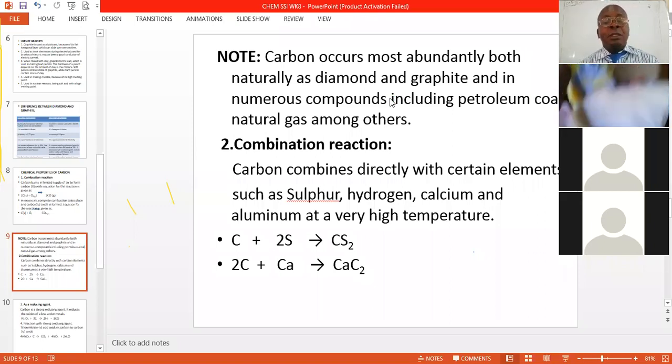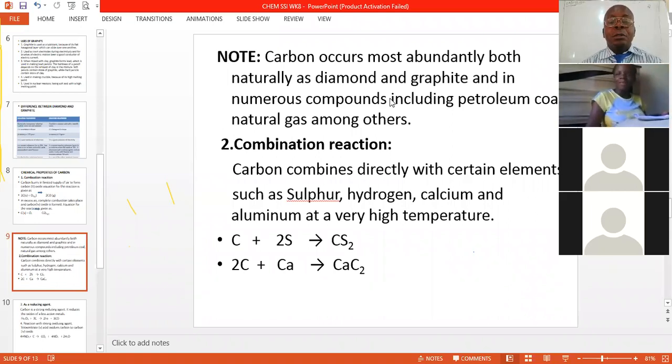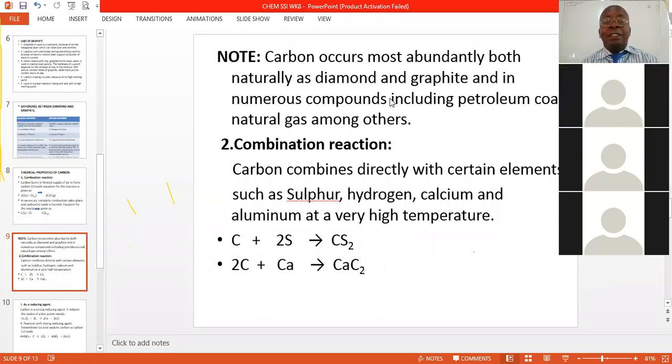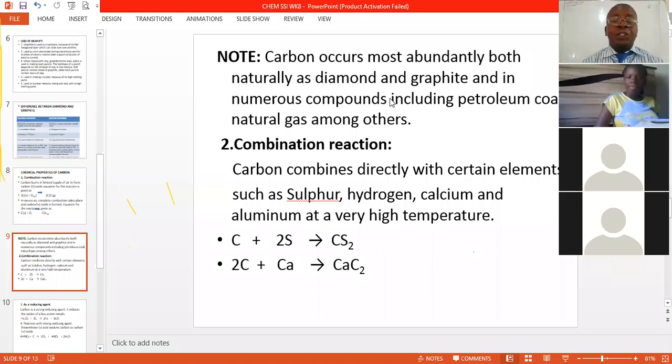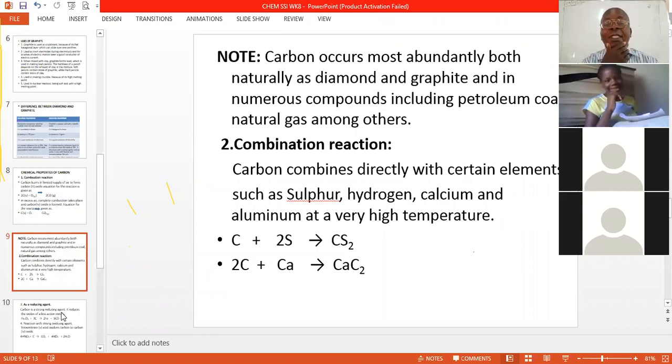Carbon reacts with sulfur to give us carbon sulfide. Carbon also reacts with calcium to give us calcium carbide. You can see the equation there. In case you don't know the names of these compounds, as I mentioned them, you can write them under it in your book.